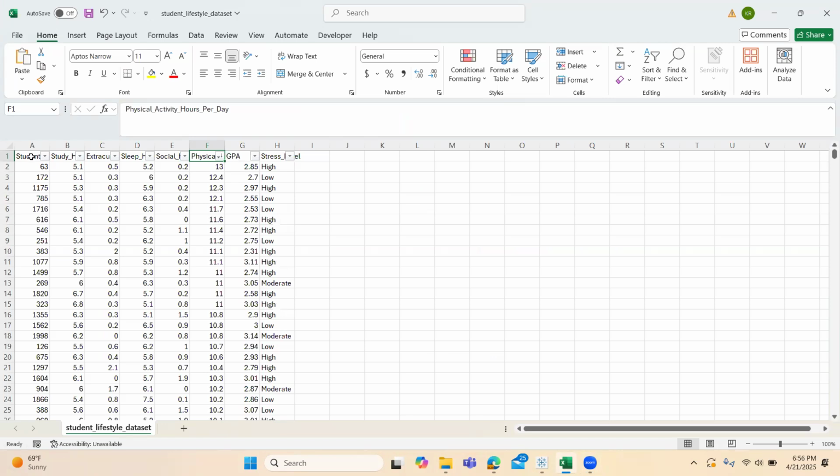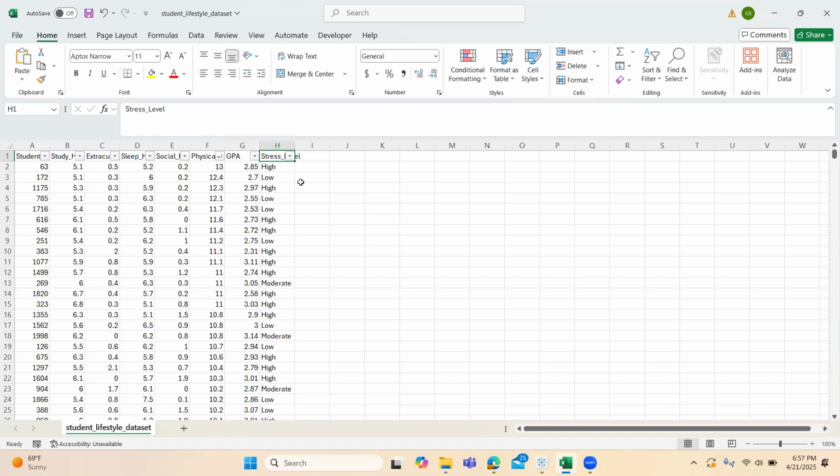So we have student ID, which is the student identification number, hours per day they spend studying, hours per day they spend on extracurriculars, hours per day they sleep, social hours per day, physical activity hours per day, their GPA, and then their stress levels, either low, moderate, or high.